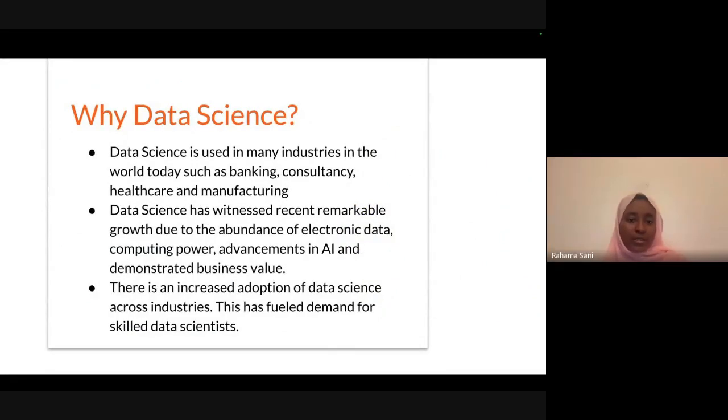Okay, so next is why data science. Data science is used in many industries such as banking, consultancy, healthcare, manufacturing, and it has witnessed remarkable growth due to the abundance of electronic data, better computing power, advancements in AI, and demonstrated business value. There's an increased adoption of data science across industries, and this has fueled demand for skilled data scientists. Many businesses now have to involve data scientists before launching a new product, or to increase the overall revenue in a year or so.